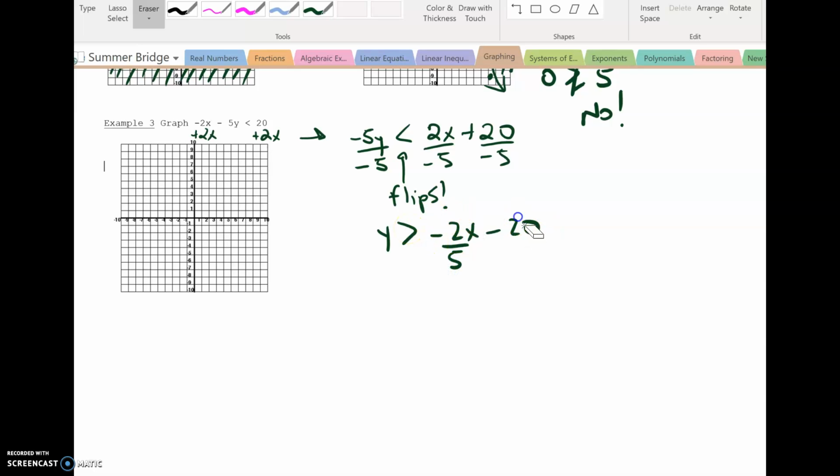Sorry, it's -2/5 x minus 4. My apologies. Okay, so now we need to figure out what my slope is, which is -2/5. We need to figure out what my b is, which is -4. And because it is not an equal to, it's going to be a dashed line.